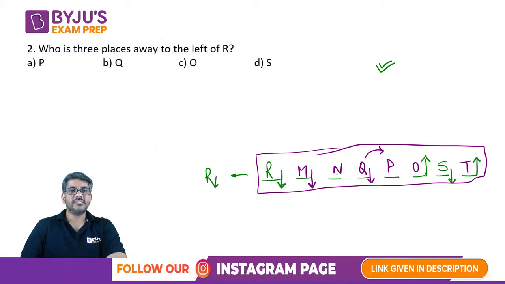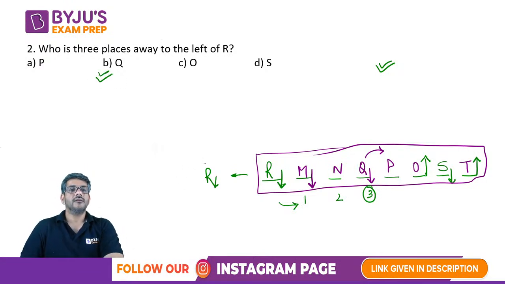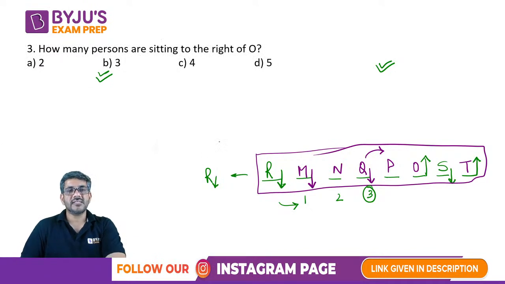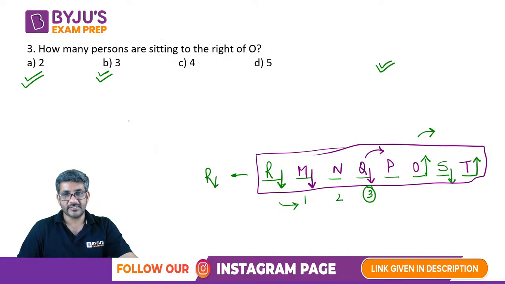Second, who is 3 places away to the left of R? R is facing south, so its left will be on this side. 1 place away, 2 places away, 3 places away is Q. So my answer is option B, that is Q. Next, how many persons are sitting to the right of O? Because O is facing north, its right will be on this side. So 2 people are to the right of O. So the answer is option A in this case.